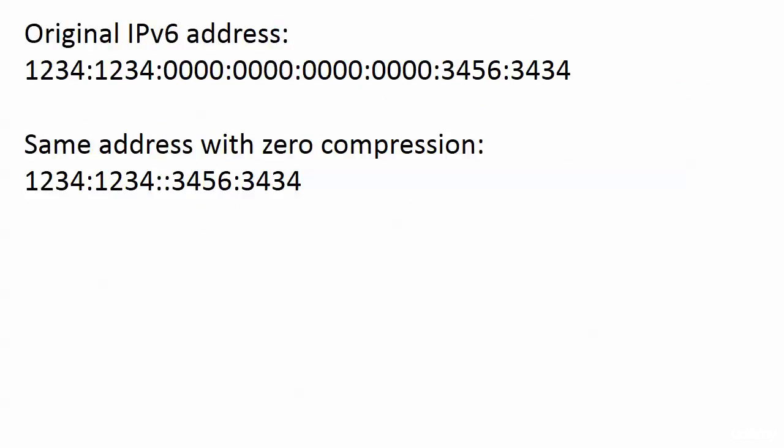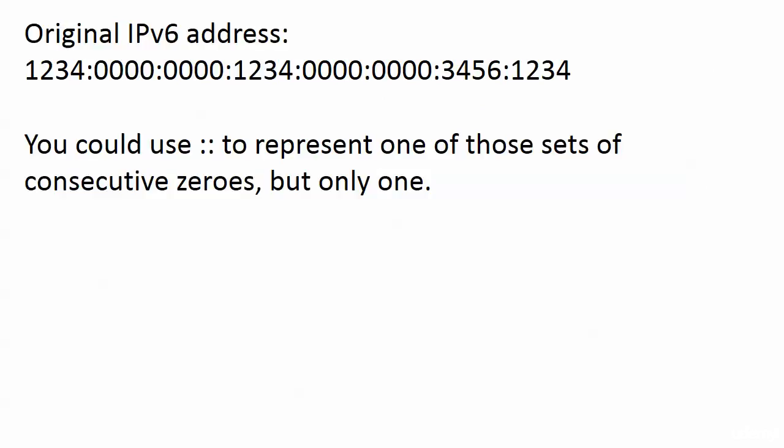Once. So here's the original version 6 address, and we've got all those zeros right in the middle. So what we can do again with zero compression is represent multiple consecutive fields of zeros with a double colon. And that's it. So the same address with zero compression is 1234, 1234, double colon 3456, 3434, and you're done. Pretty sweet, huh? So we knocked out a lot of typing right there, and we shortened the address quite a bit. Now, here's the original IPv6 address, and you could use the double colon to represent one of those sets of consecutive zeros again, but only one.